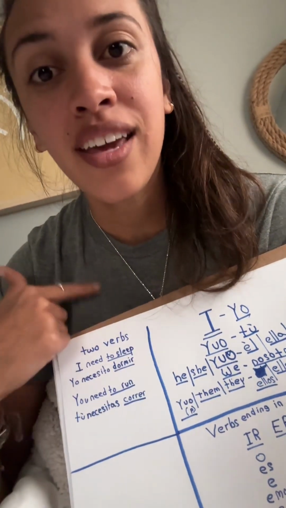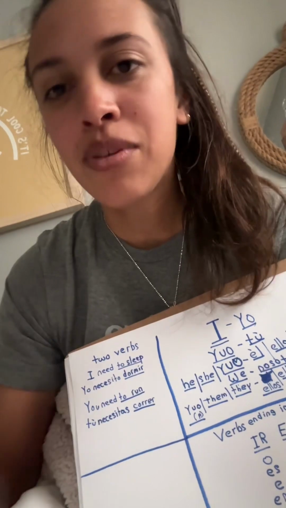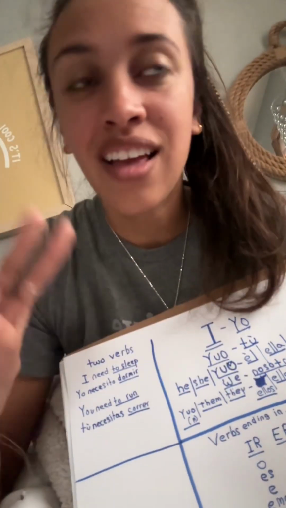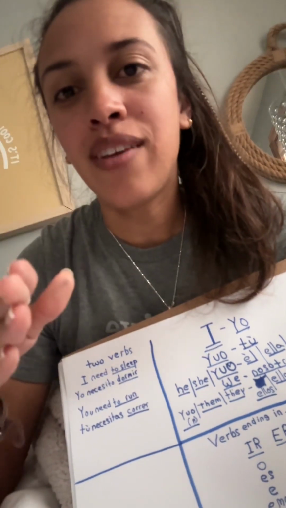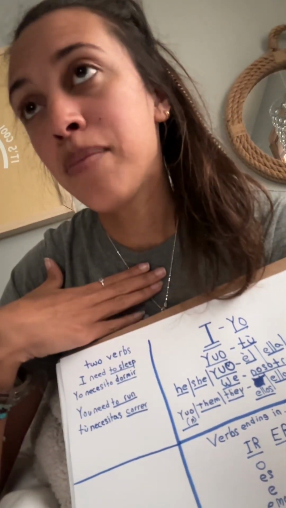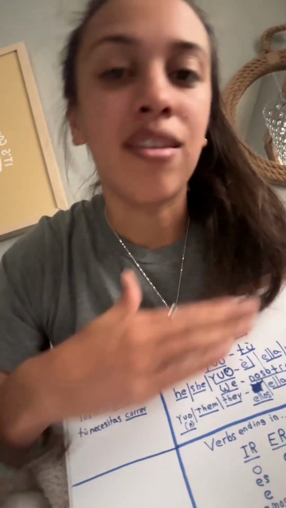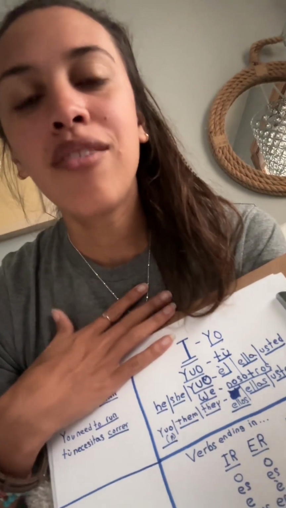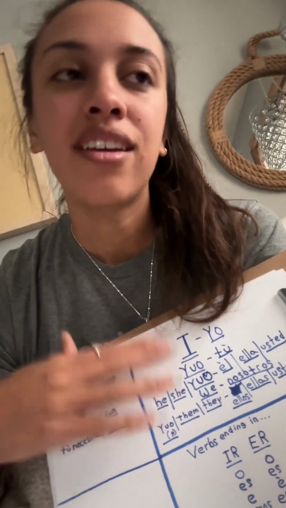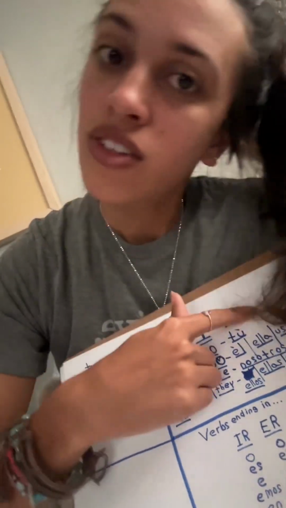The only reason why I was able to conjugate both of them was because I used que in between. So I believe I need to sleep. And then what was the last verb? So it's three verbs in one sentence. I believe, creo, que, necesito, I need, dormir, to sleep.